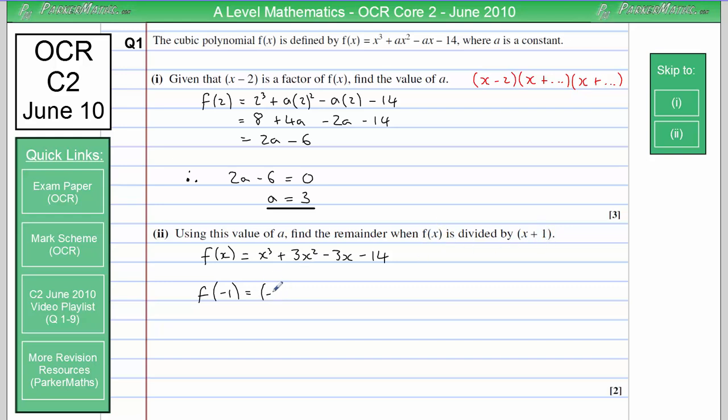So we're going to get minus 1 cubed plus 3 lots of minus 1 squared minus 3 lots of minus 1 minus 14. Minus 1 cubed is minus 1. Minus 1 squared is 1. Multiply that by 3, we get plus 3. Here we've got a minus multiplied by a minus, so we end up adding another 3, and then we've got to subtract 14. Minus 1 plus 3 is 2, plus 3 is 5, minus 14 gives us minus 9. So the remainder when we divide by x plus 1 is minus 9.